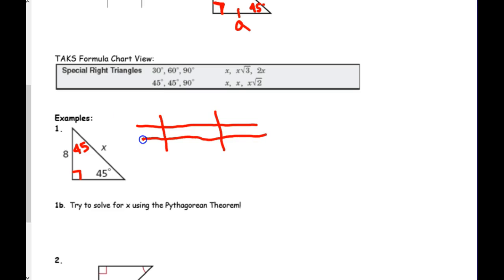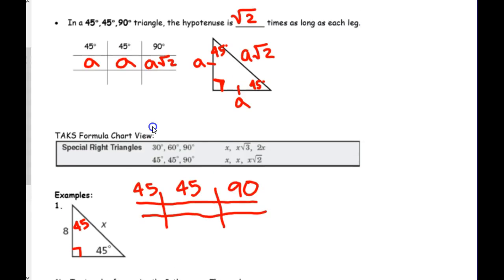All right. Here we go. 45, 45, 90. Now, what do I always write in the second row? A, A square root of 2. All right.